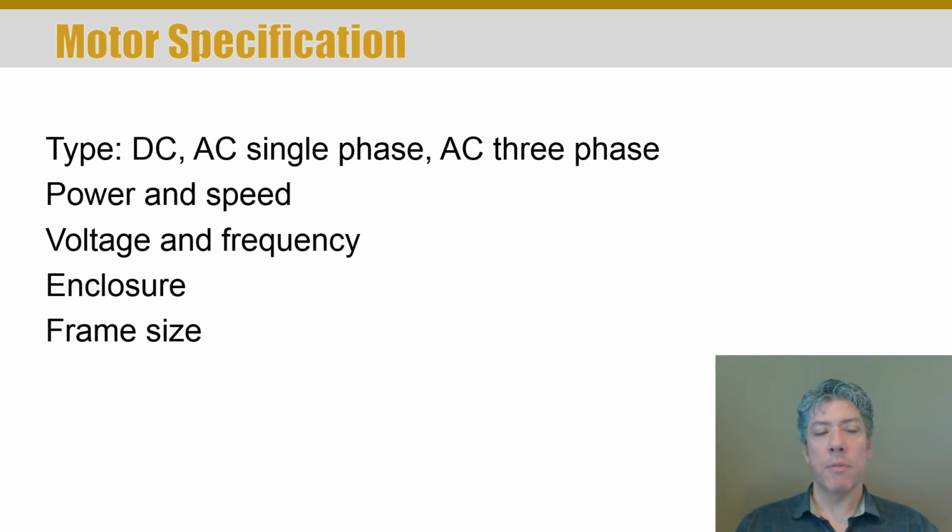Primarily being what type of power is available. So AC three-phase are by far the most common in industry as far as electric motors go. You have to choose what power and speed they're to operate at, the voltage, frequency, what kind of enclosure, frame size. There's a lot of different things to select here. Let's talk about some of them as we go.